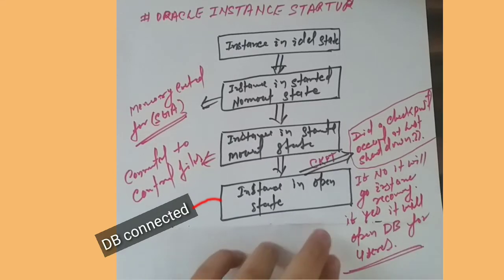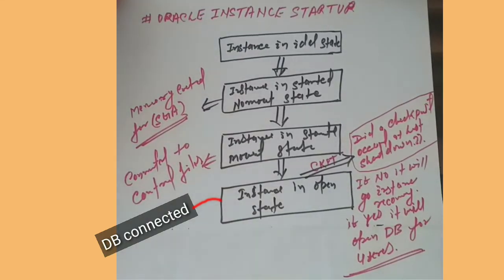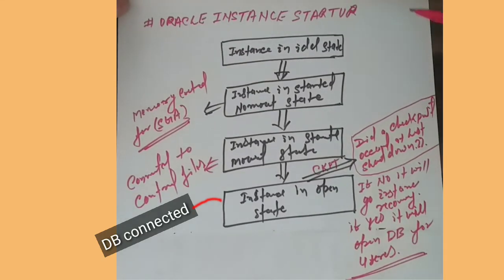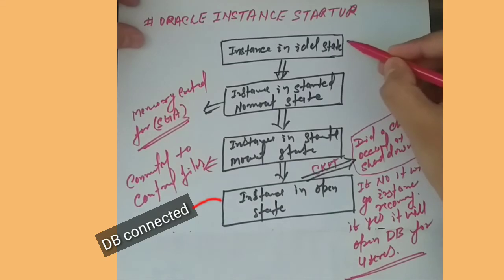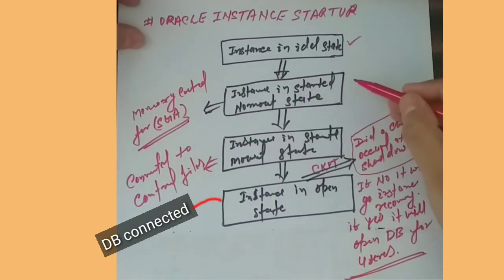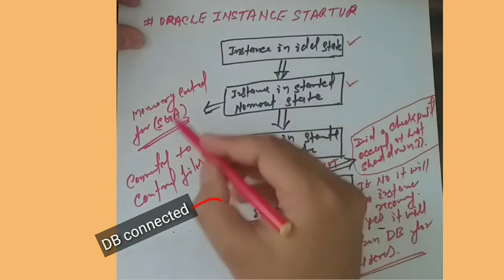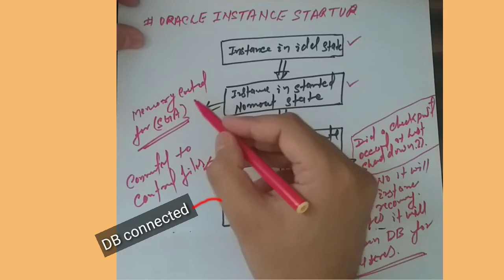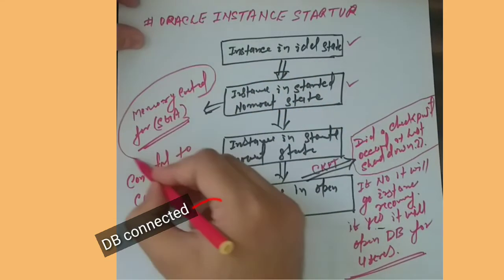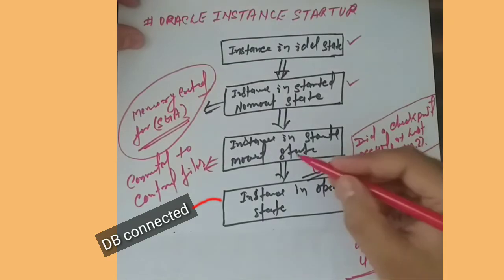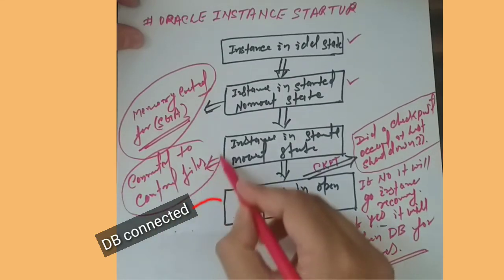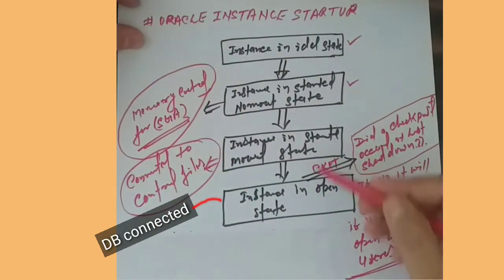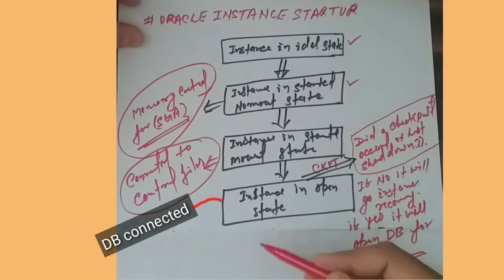Okay, important points. I will explain again one by one. In summary, when you are hitting the Oracle instance startup command, firstly instance in idle state, then it's coming to no mount. So no mount means basically memory created for SGA. Okay, then it's coming to instance in mount. Mount means it will connect to the control file. Then it will come to the final stage, instance in open state.